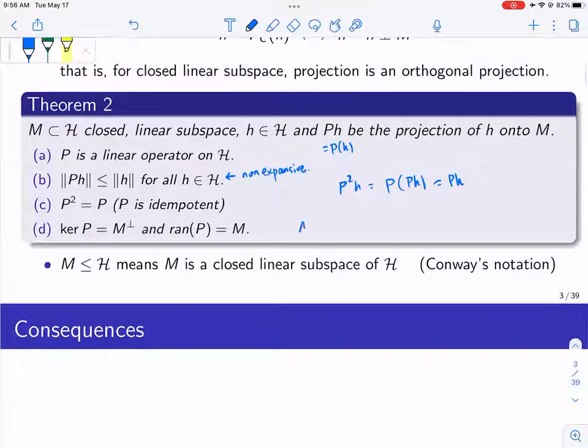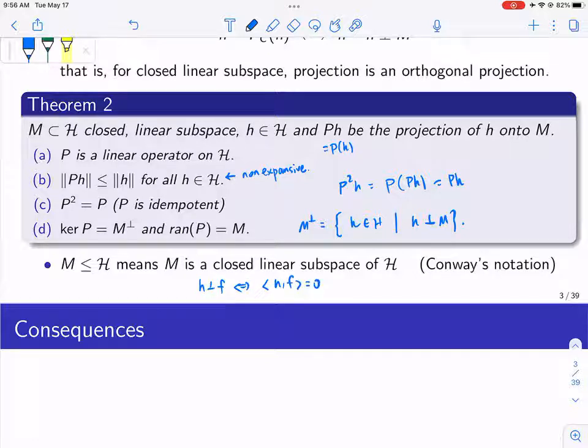So M perp is the orthogonal complement of M, the set of all H such that H is orthogonal to M. And what it means is that H is orthogonal to every element in M, and orthogonal means, you know what this means, right? So H orthogonal to F just means that the inner product is 0.